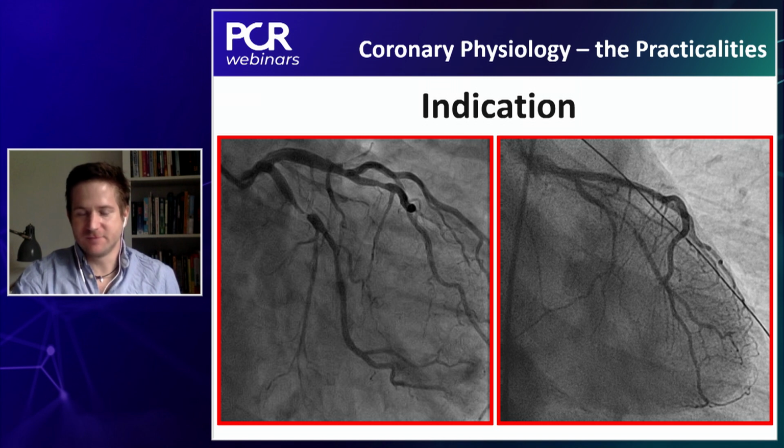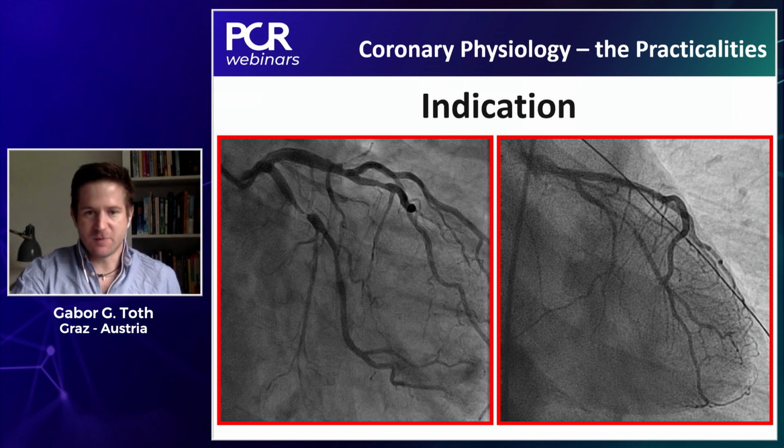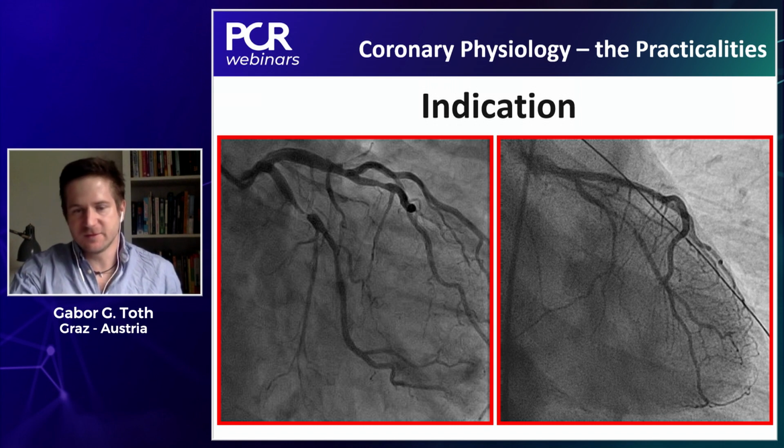During the next few minutes, I would like to share with you some aspects of the practicalities of coronary physiology. So when we talk about indication, as Nico mentioned, coronary physiology can really help you to understand lesions, to understand the functional relevance of lesions. So if we simply define that as an intermediate lesion, it's difficult to say what exactly we are talking about.